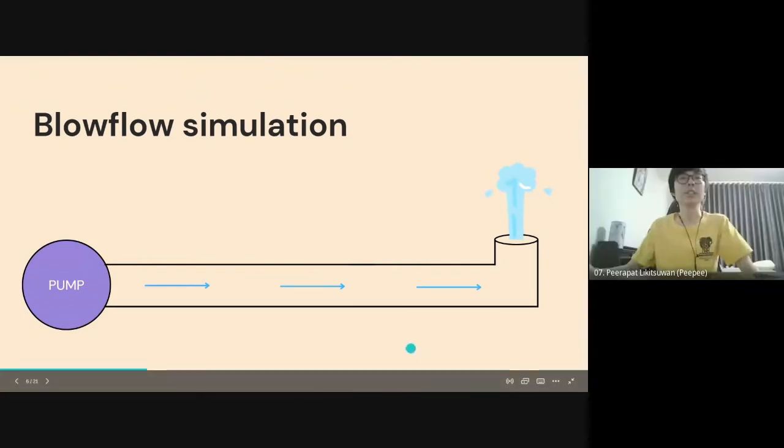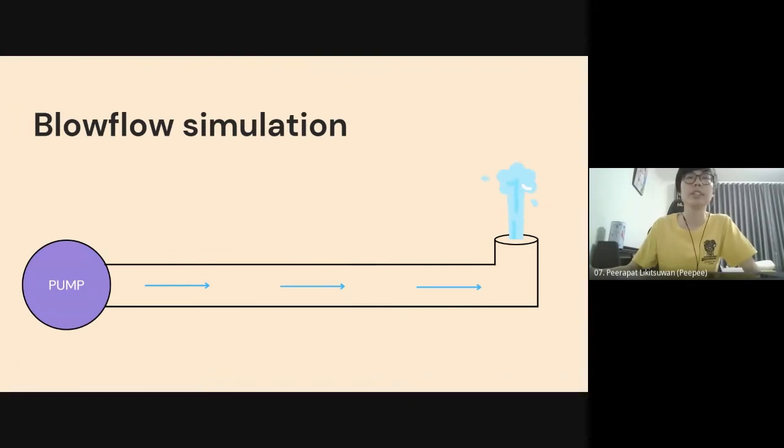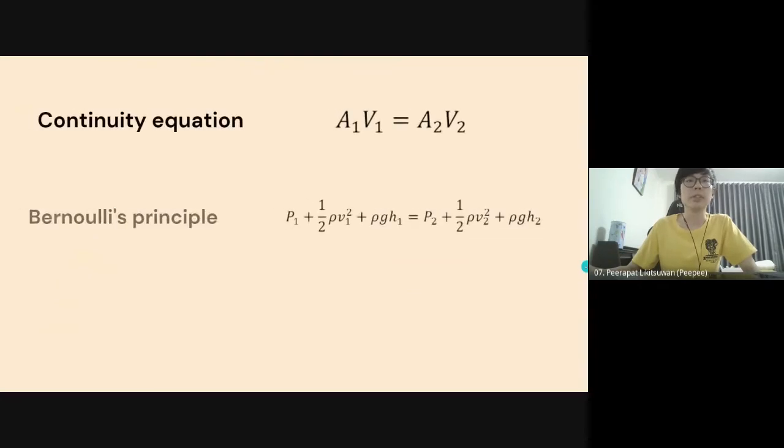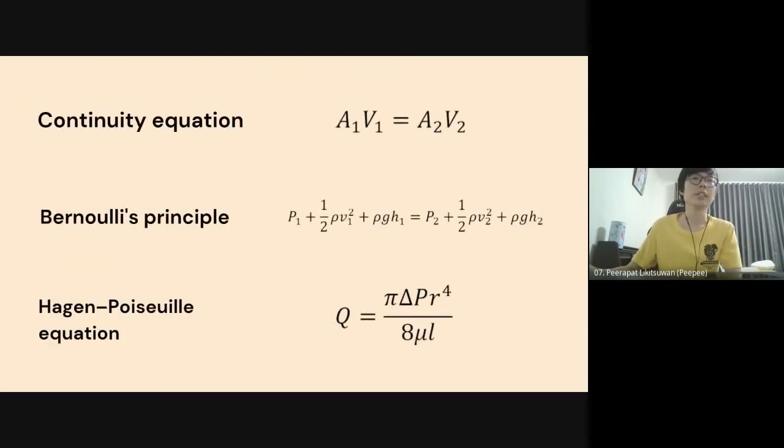Okay, so in order to proceed to our blood circulation simulation, it is crucial to know the blood pressure values that we are going to use in the simulation, including the systolic and diastolic pressures. So we need to use a simple calculation through these three principles. Number one is the continuity equation. The second one is Bernoulli's principle. And the third one is the Hagen-Poiseuille equation.